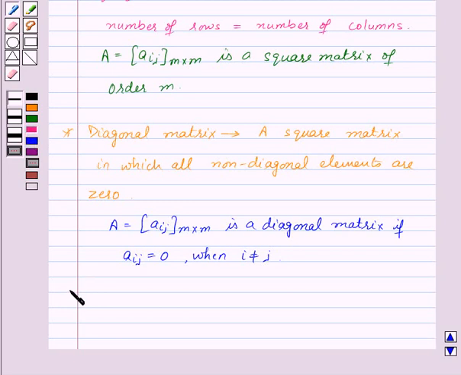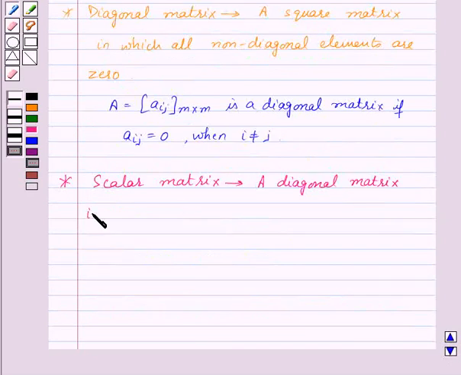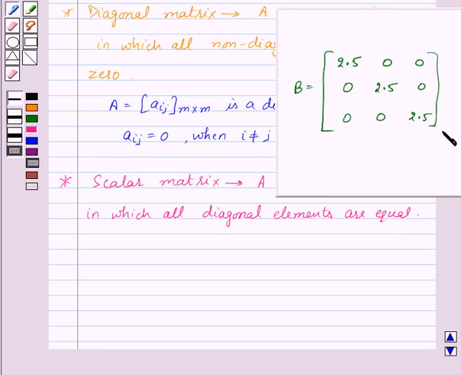Now, let's see what is a scalar matrix. A diagonal matrix in which all diagonal elements are equal is called a scalar matrix. For example, in this diagonal matrix, all the diagonal elements are equal to 2.5, so it is a scalar matrix.